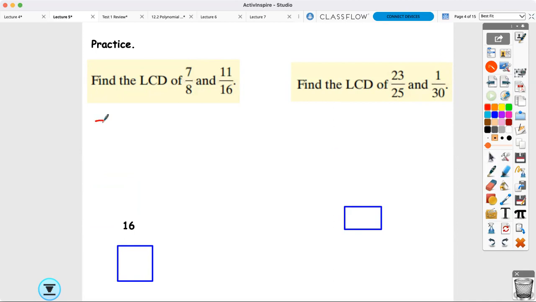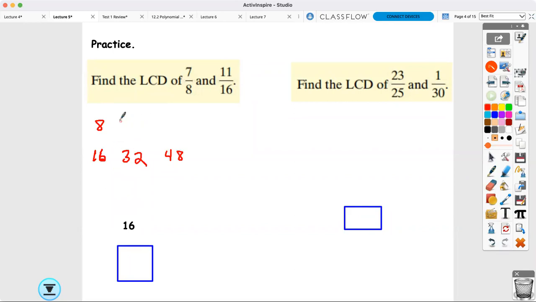So we have 8 and 16, right? We want to go with multiples of each number. So 16 plus 16 is 32. You want to add the same number that's there, Priscilla, to get the next multiple of it. So the next multiple after 32 is 32 plus 16, which is 48.